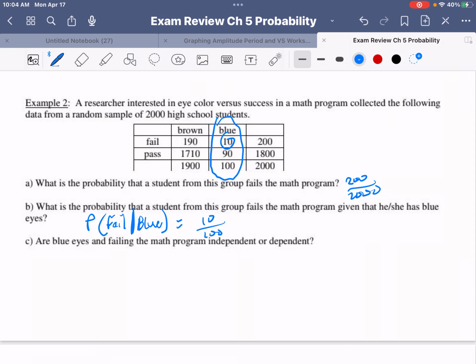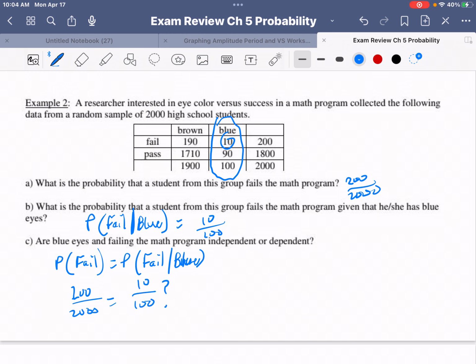Are blue eyes and failing the math program independent or dependent? The probability of fail would have to be equal to the probability of fail given blue. Well, that's 200 out of 2,000 equal to 10 out of 100, question mark. Well, if I grab a calculator, 200 divided by 2,000 is 0.1, and 10 divided by 100 is 0.1, then we would say yes, they are independent.